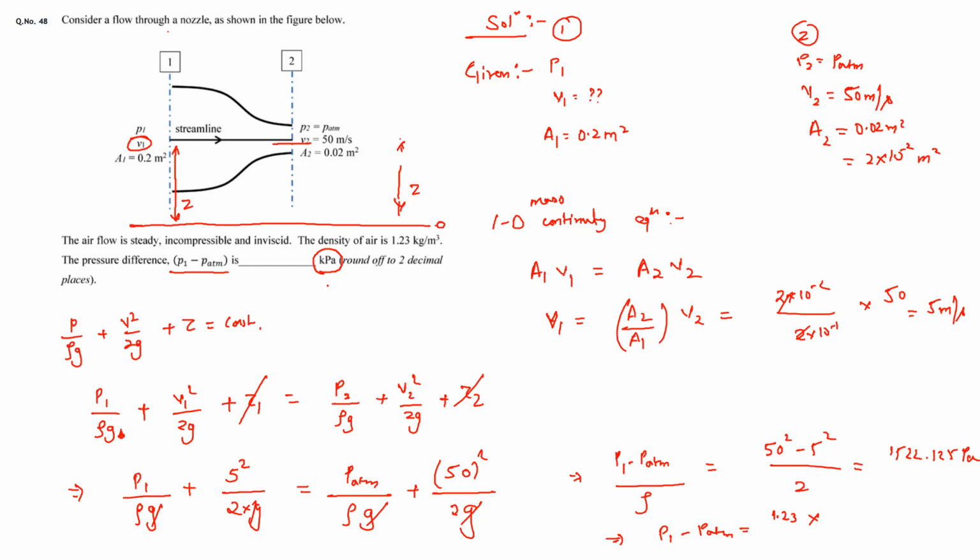Now in the question they are asking us to write down the pressure difference P1 minus P atmospheric in kilopascals. So you simply just divide by 1000, and then that much pascal will just be 1.52 times 10 to the 3 pascal, or 1.52 kilopascal. So that is the correct answer to this problem. So Avijit, now you get it right.